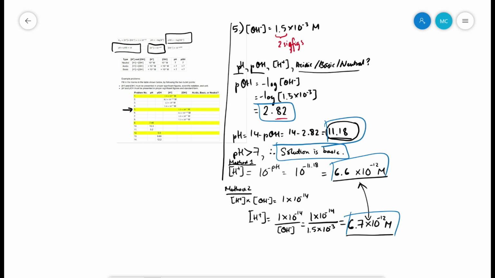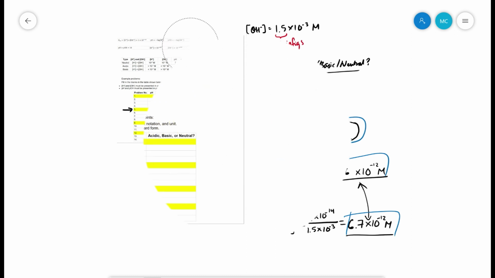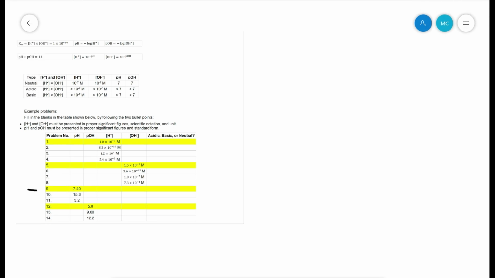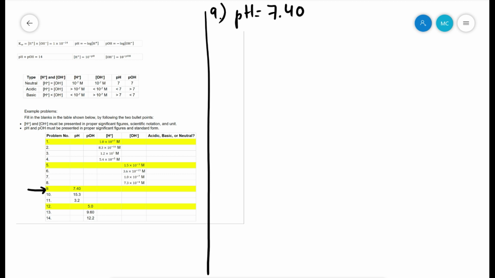Let's move on to number 9. Okay, so the next problem that we're gonna try is number 9. So the information that's given to you from problem number 9 is the pH. So pH equals 7.40. Now keep in mind that there are 2 decimal digits. This will be carried over to the 2 significant figures for the concentration results that we will find later on.